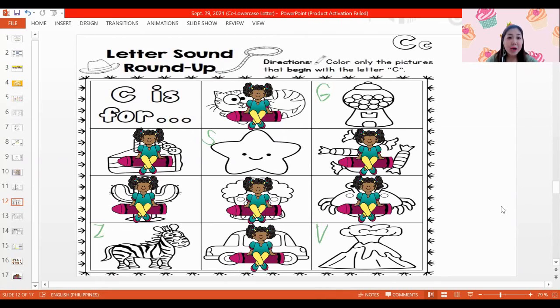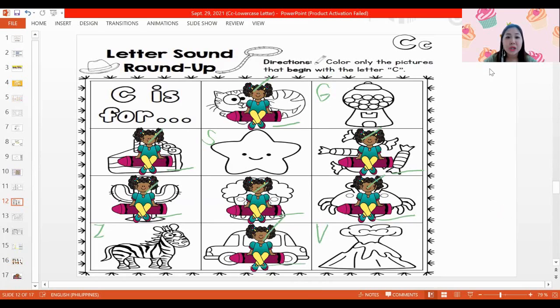So let's count how many pictures begin with the letter C. 1, 2, 3, 4, 5, 6, 7. 7 pictures begin with the letter C. You have C is for cat, C is for cake, C is for candy, C is for cactus, C is for clown, C is for crab, and C is for car.